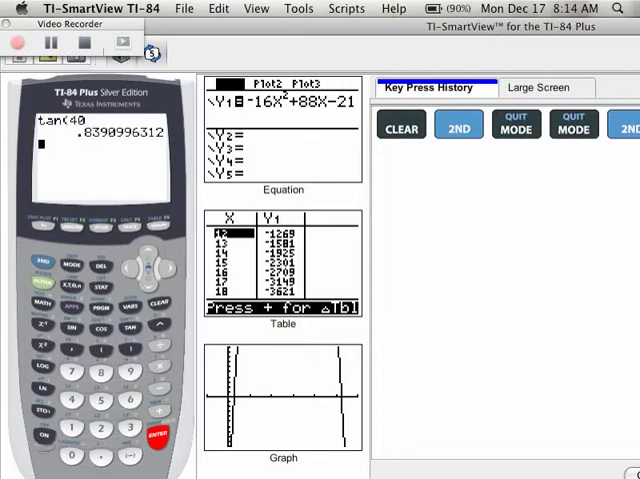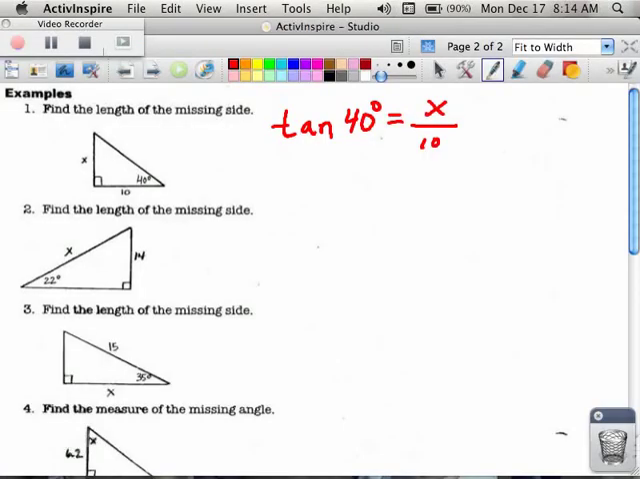So I'm going to write down 0.8391. So 0.8391, which is the tangent of 40 degrees, is going to be equal to x divided by 10. In order to figure out what my x value is, I would have to multiply both sides by 10. So I multiply this side by 10, and I multiply this side by 10. And the reason I'm multiplying by 10 is I see that the right-hand side was divided by 10, so to undo that, I multiply by 10.